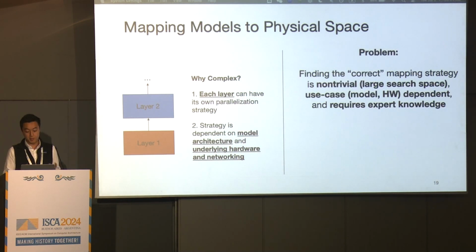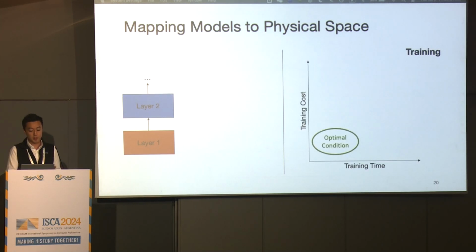So what these two observations really reflect is the reality that finding the correct way to map models onto physical space is inherently hard. So what does correct mapping look like? For a training experiment, for example, we care about two things. We want to train as fast as possible, and we also want to reduce cost.